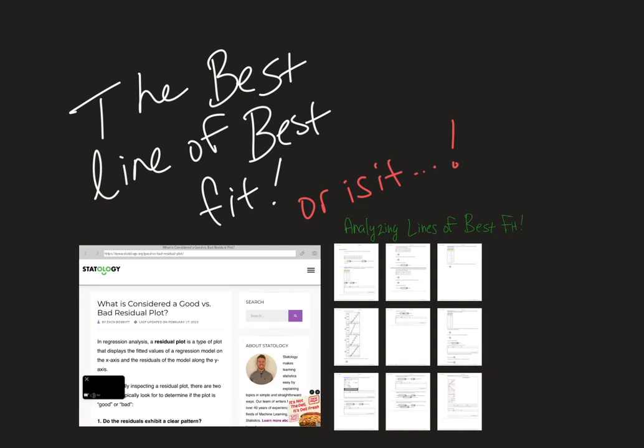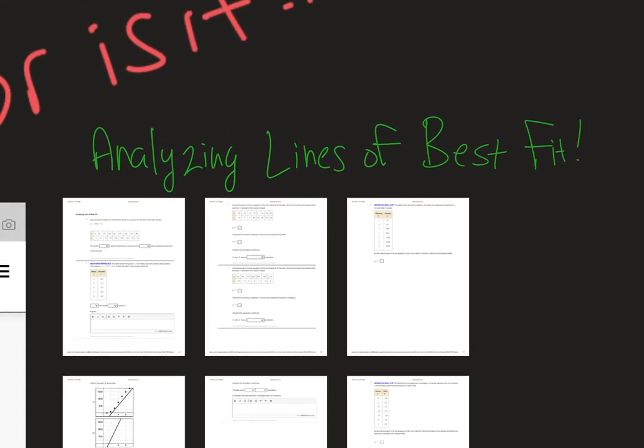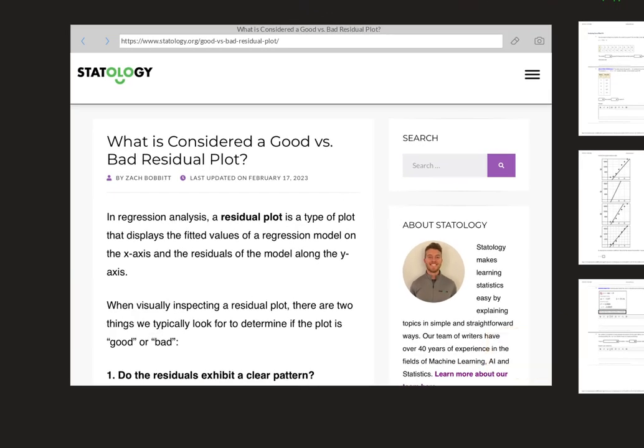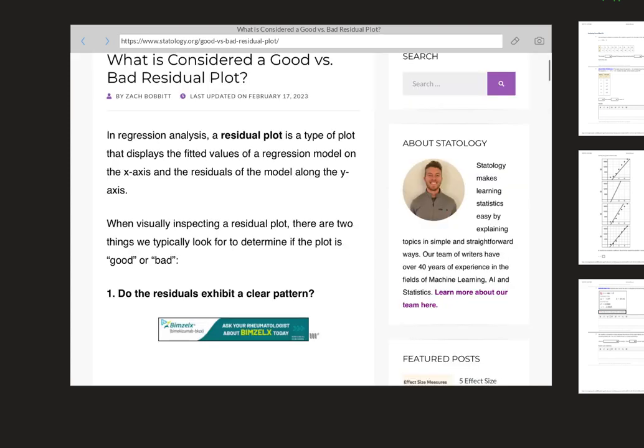We're talking about the line of best fit, the best line of best fit, or is it? So basically we're analyzing lines of best fit. And one of the things that we talked about that I'd like to look a little bit further on is what is considered a good versus bad residual plot.